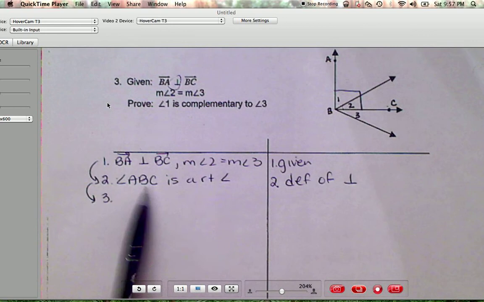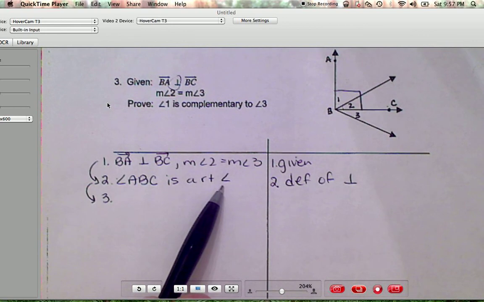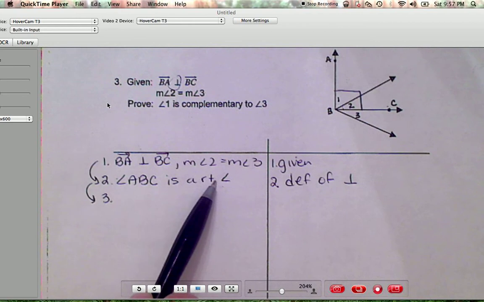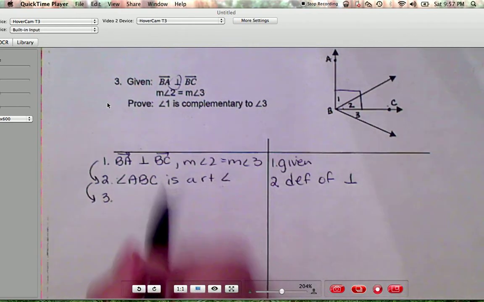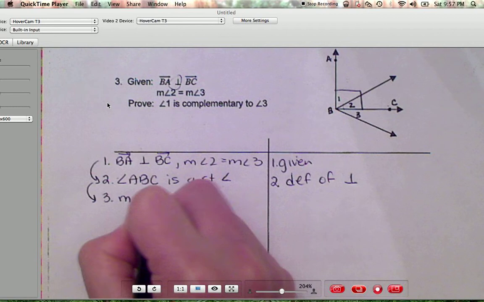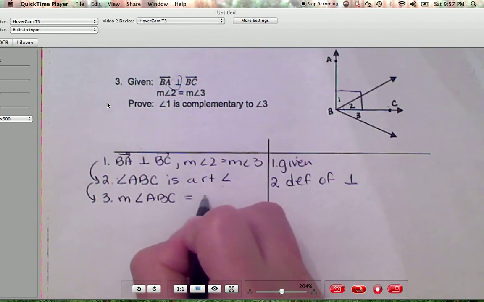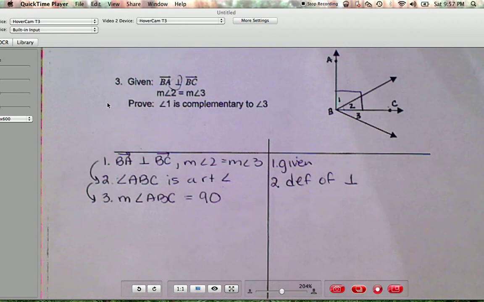Now this is still a wordy statement, so we have to undo it one more time. If something is a right angle, what do we know about it? We know that its measure, the measure of angle ABC, must be equal to 90 degrees.